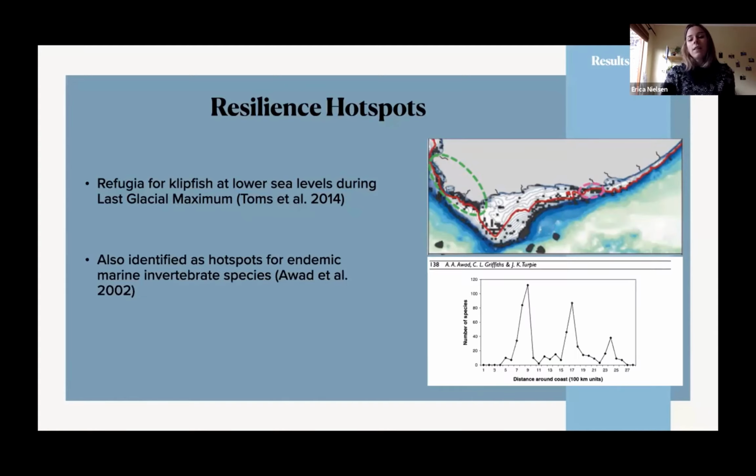They've also been highlighted as hotspots for endemic marine invertebrates. Looking at this plot here, on the x-axis we have distance around South Africa's coast, and then on the y we have the number of endemic species. These 2 spikes actually correlate to these same 2 areas.